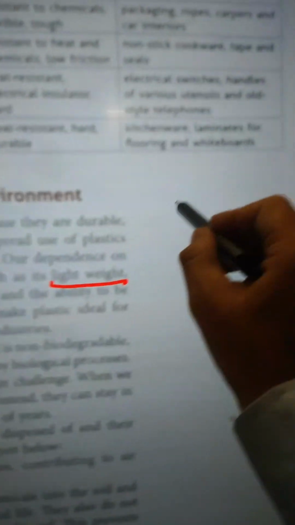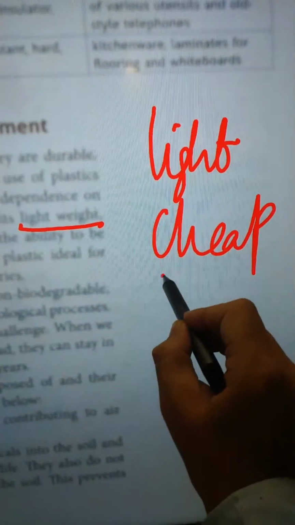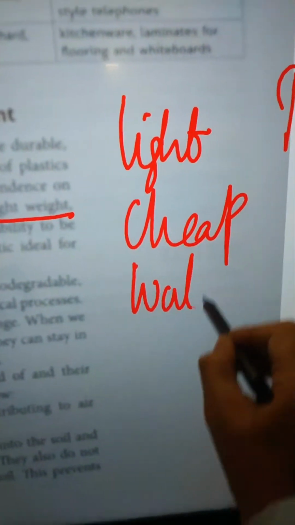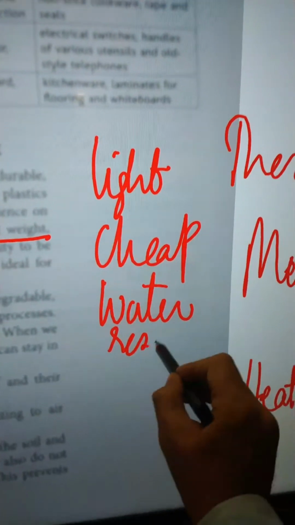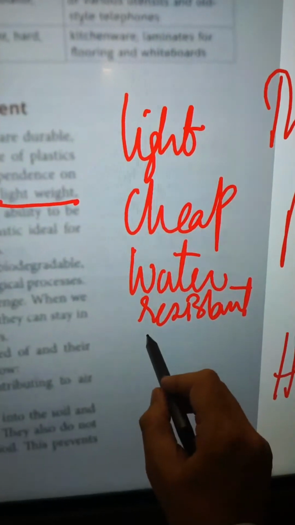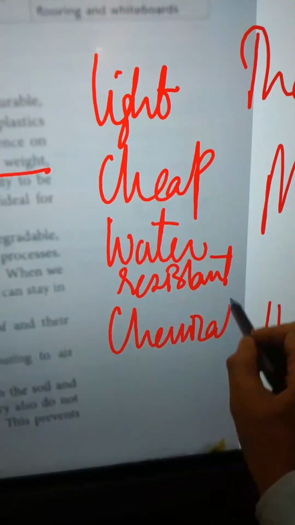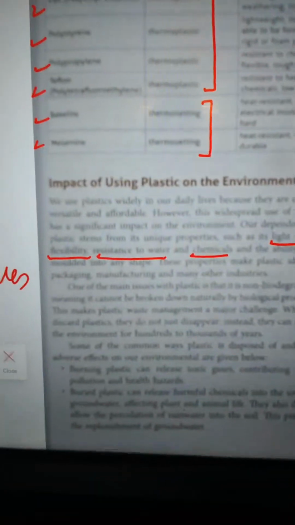So why do we use plastic mostly? Because it is lightweight, it is cheap, it is water resistant, it is not affected by water, and it is not affected by chemicals also. That is why plastic has become popular.